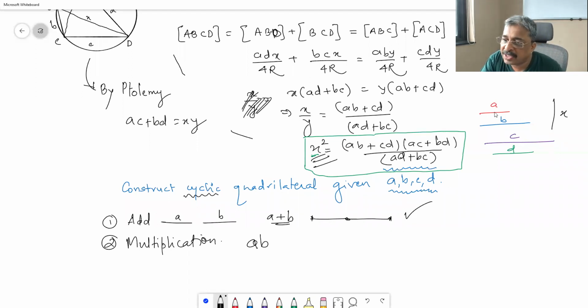Say for example, if I choose half of this red segment A as the unit, then A is 2 and B is 3. Therefore, the answer is going to be 6. AB, if the unit of measure is equal to 1 here, then the answer will be 6. But if the entire length of A is taken as the unit of measure 1, then this is 3 by 2, and therefore segment AB is going to be 3 by 2 and not 6.